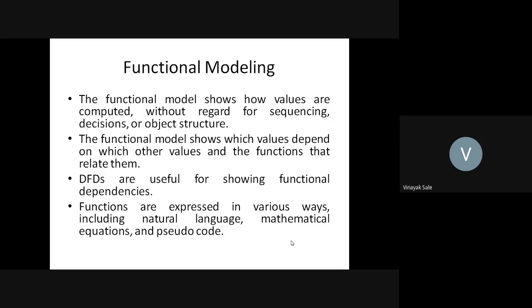Then third one is functional modeling. The functional model shows how values are computed without regard for sequencing, decisions, or object structure. The functional model shows which values depend on which other values and the functions that relate them. The data flow diagrams are useful for showing functional dependencies. Functions are expressed in various ways, including natural language, mathematical equations, and pseudocode.